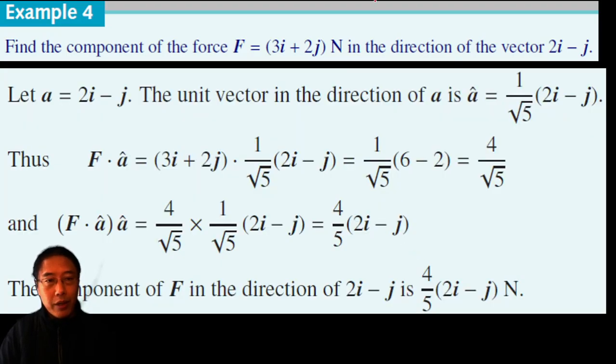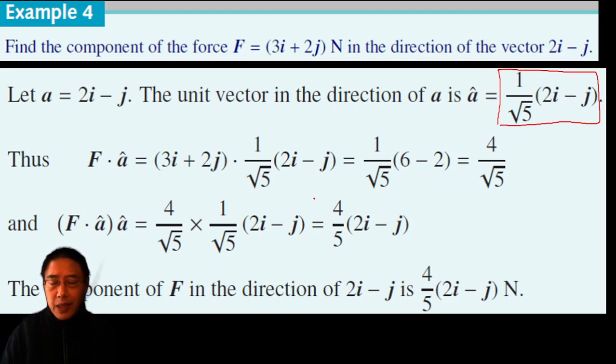So starting with your vector A is 2i minus j. Find your unit vector, so you just divide by the modulus. So the modulus of that will be square root of 5. So you have your 1 over square root of 5. So that's my unit vector. Alright. And to find the projection, we're going to use that unit vector again over here.